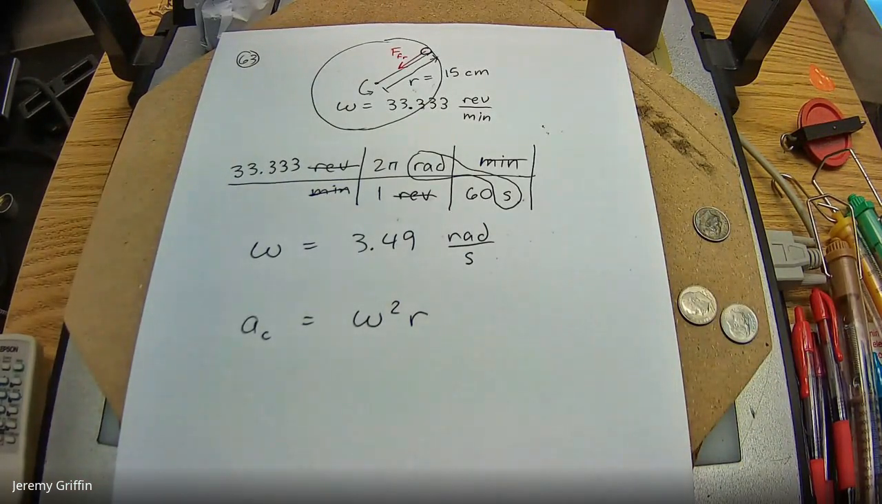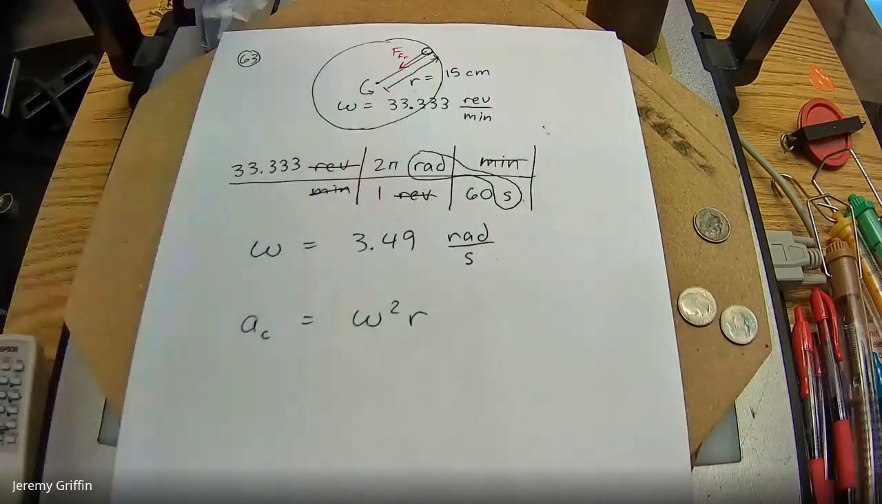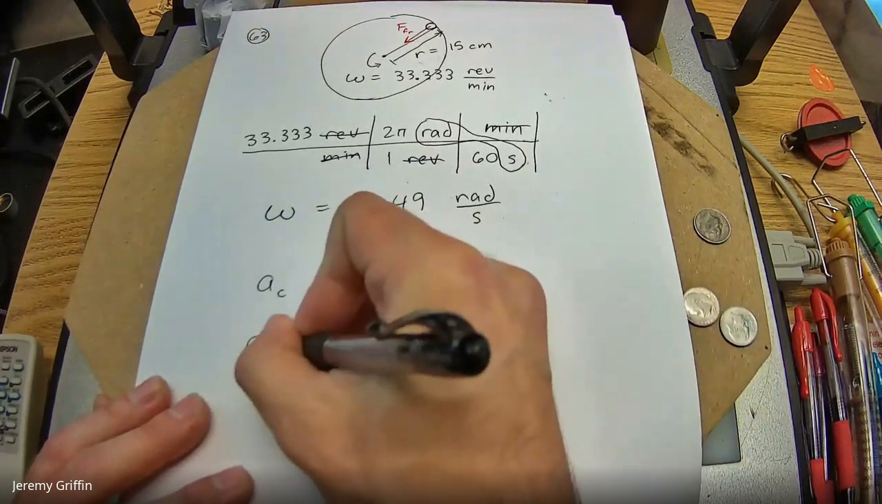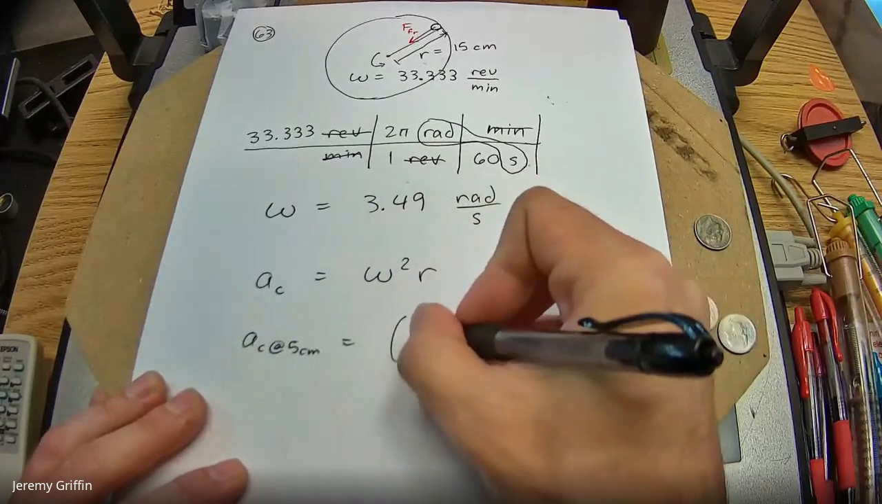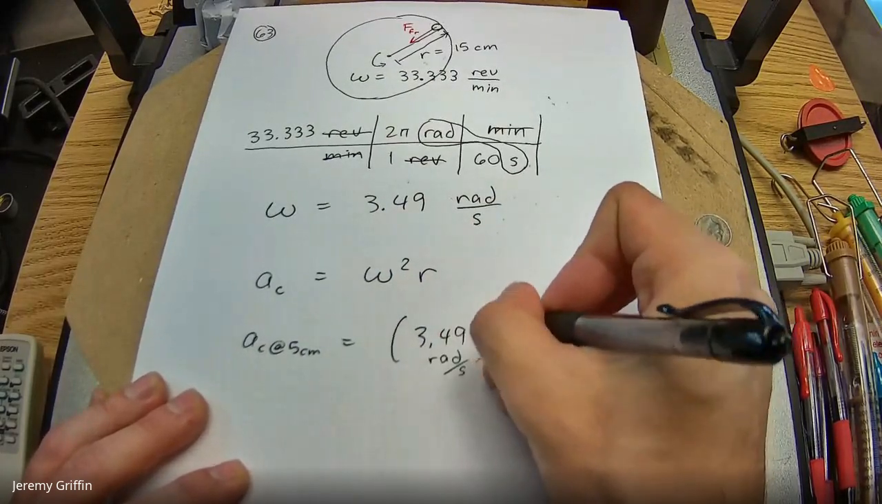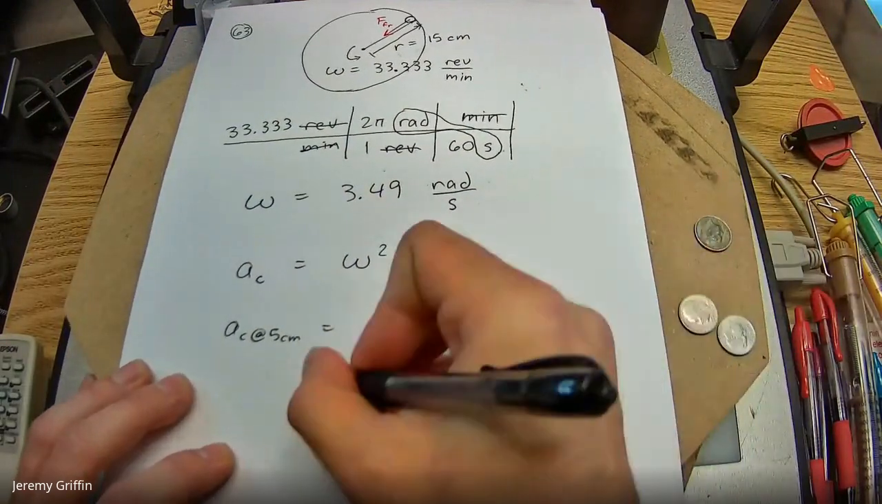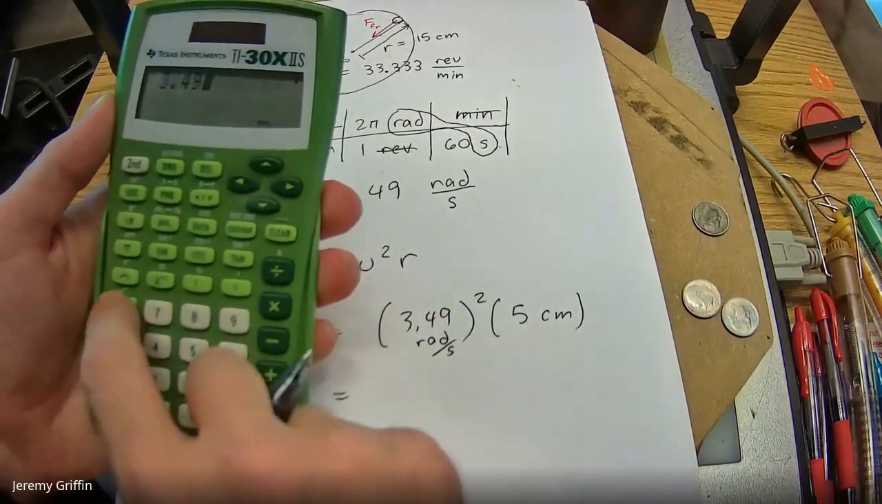That's this page here. Okay. Omega squared r, that's centripetal acceleration. So let's do that. So centripetal acceleration at 5 centimeters would be 3.49 radians per second. Square that, multiply by 5 centimeters. Going to get, what is 3.49 squared times 5?